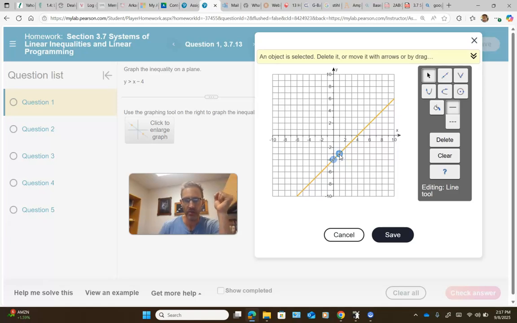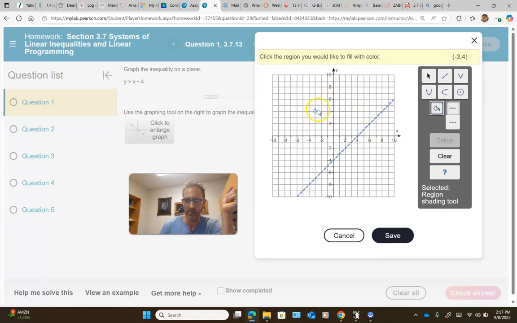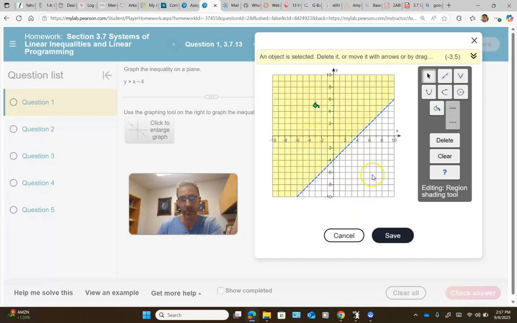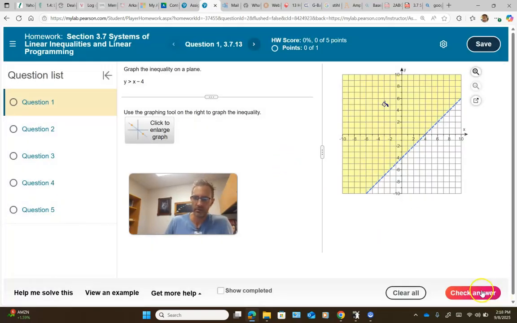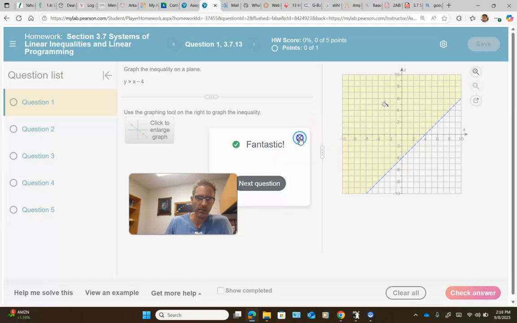Now, by default, it's solid. So if you want it to stay solid, you don't do anything. But if you want it to be dashed, then you come over here and you click on this key. Now it's dashed. And we need it dashed. And furthermore, this says y is greater than, so I need to shade above this line. So to shade, you're going to grab the paint bucket. You're going to drop this bucket in the region that you want shaded. Okay? And so that's what I really wanted to show you. All right, and you'll save it and hopefully get it correct. Okay?